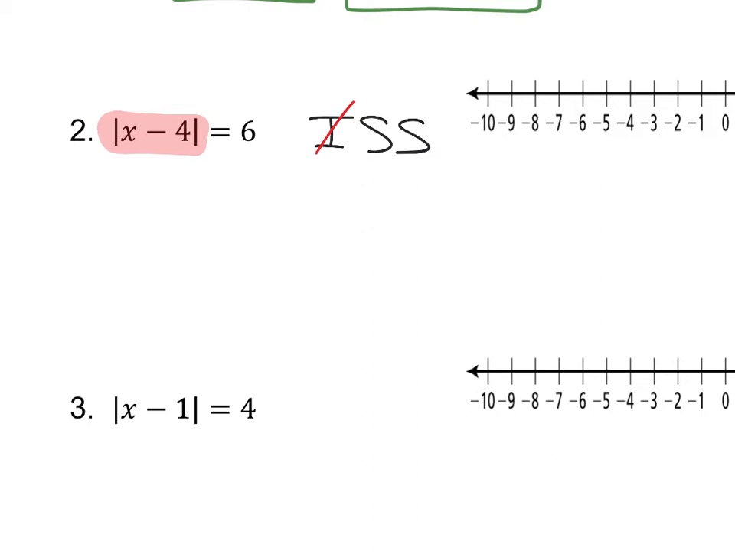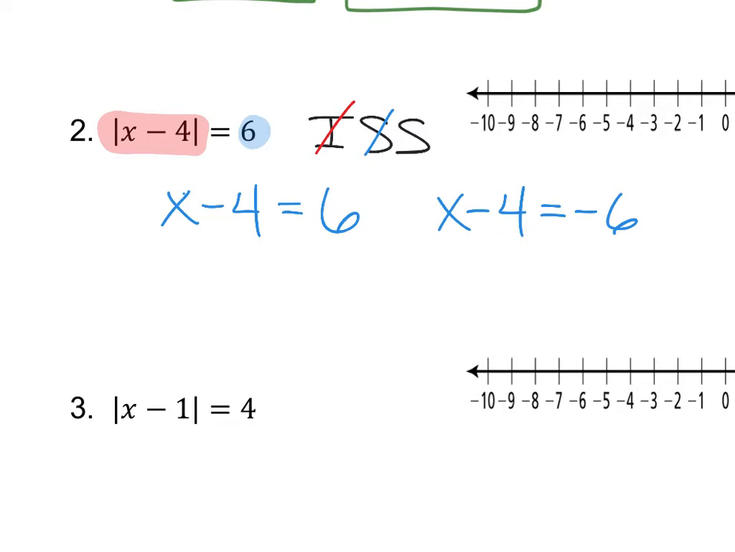We're on to separate. So I take all of the stuff from inside the bars, which this time is x minus 4, and I set it equal to the positive version of this number and the negative version of that number. That's the separate step. The stuff from inside the bars gets separated into a positive version and negative version. Yes? Now we go to solving.